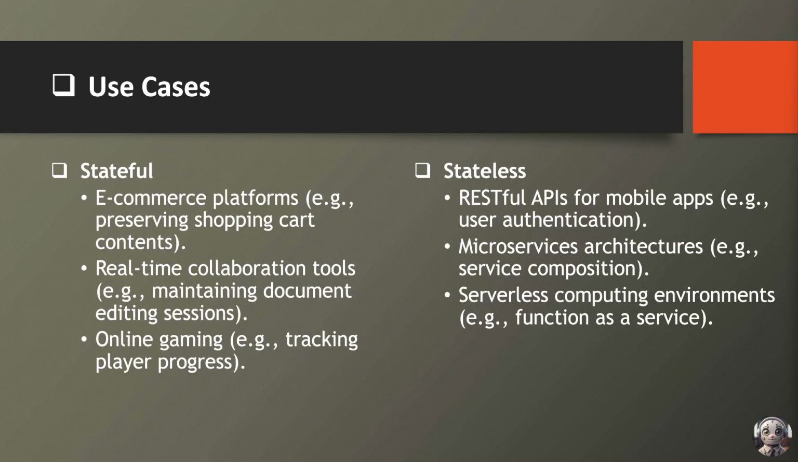Serverless architectures, such as function as a service, leverage stateless functions that execute in response to events or triggers. Stateless functions are well suited for ephemeral compute tasks, offering cost efficiency and scalability without the need for server management. By understanding the specific requirements and constraints of your application, you can choose the appropriate architecture, whether stateful or stateless, to effectively address your project's needs and deliver optimal performance and user experience. Each use case presents unique challenges and opportunities, requiring careful consideration during the architectural design phase.